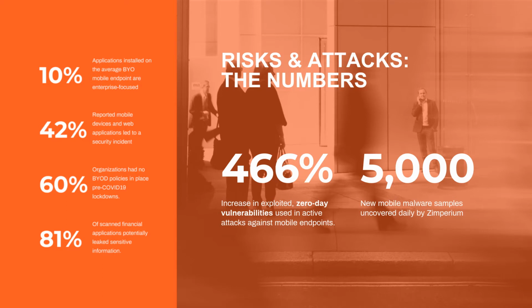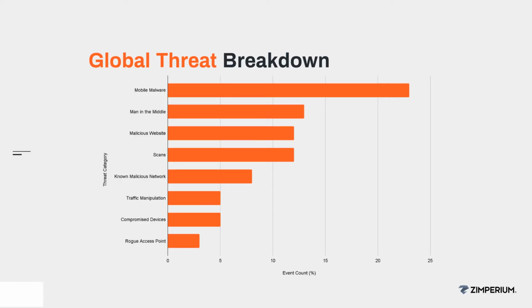Now, on the malware side, Zimperium has its own analysis engine that we use in machine learning that has analyzed over 5,000 new mobile malware samples every single day, accounting for over 2 million brand new samples in 2021. So as you're sitting here thinking about what your threat landscape looks like, and all those mobile devices that are connected into your network, are they increasing your attack surface or decreasing it? On a global breakdown side, mobile malware, 1 in 4 devices.